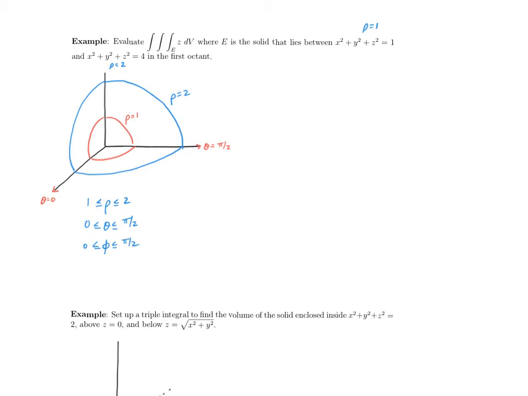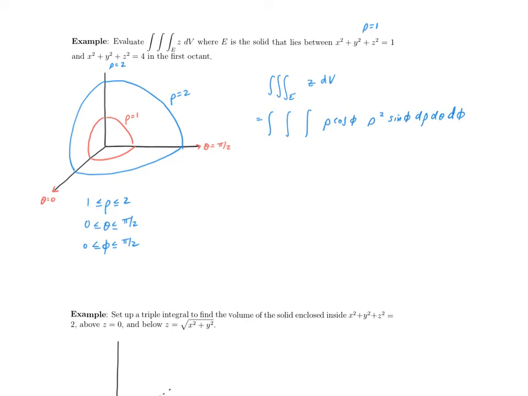And once a solid is described in spherical coordinates, we can hopefully quickly and efficiently evaluate or at least convert this triple integral. So the triple integral over this solid E of z dV. So note, we first convert everything in our integrand into spherical coordinates. And z is equal to rho cosine phi. dV is rho squared sine phi, d rho d theta d phi.